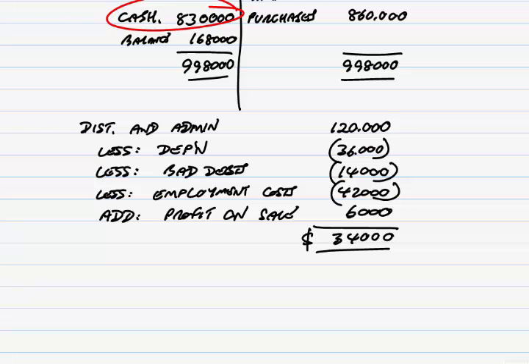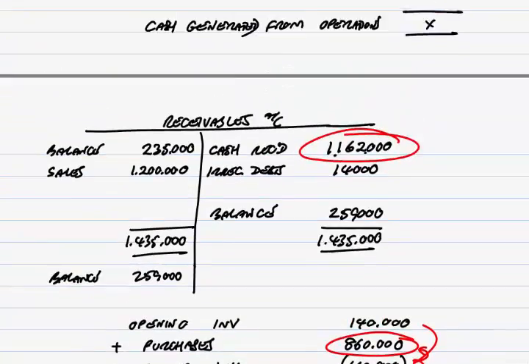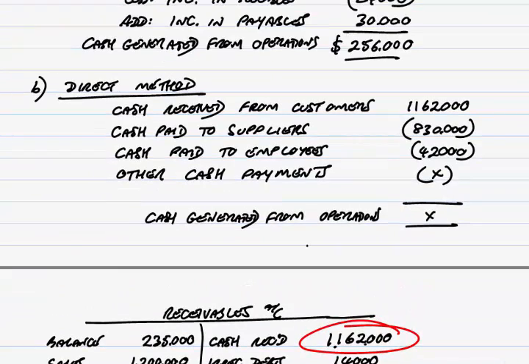So let's go back finally and see if it works. Other payments, 34,000. And so the cash generated from operations, just as before, 256,000.